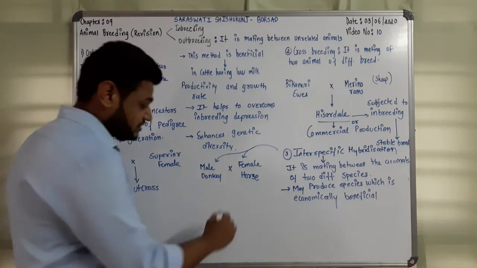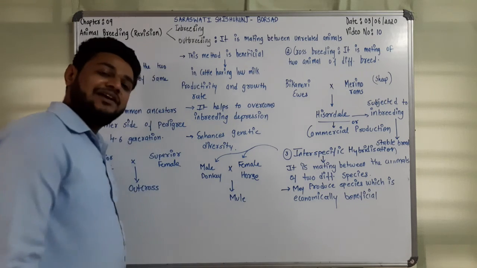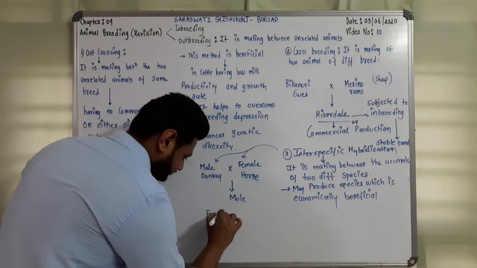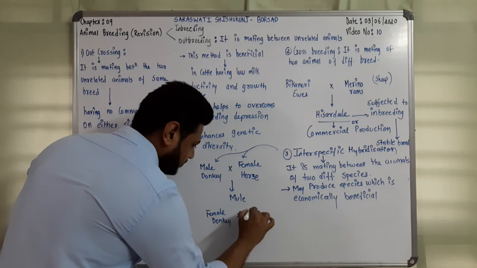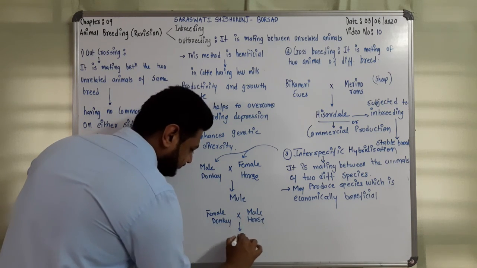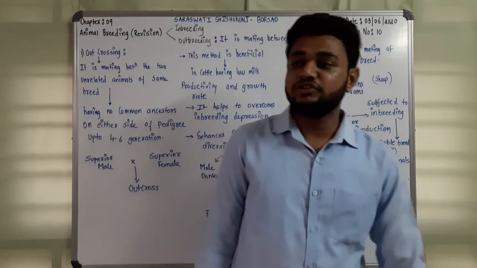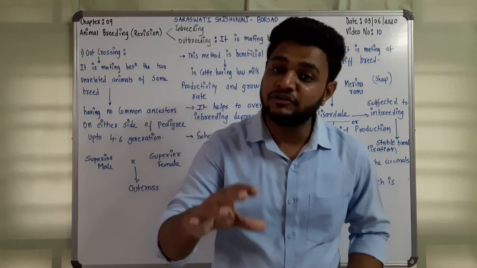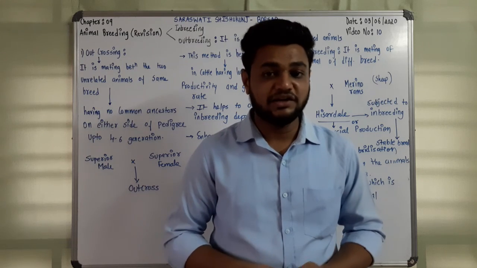When the cross is done between these, you will get a mule. When you reverse it, that is a female donkey crossed with a male horse, you will get a henny. So this is the revision topic of outbreeding, a part of animal breeding. Students, you are able to get it now. Thank you.